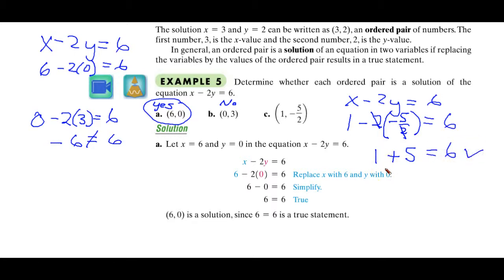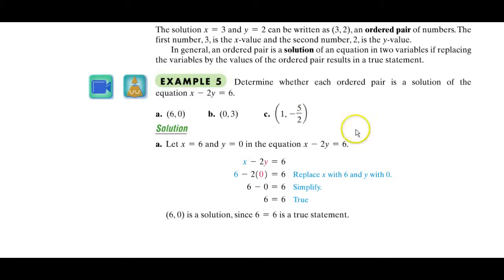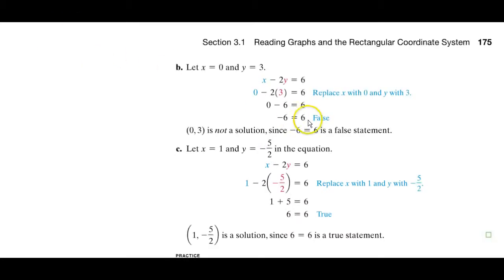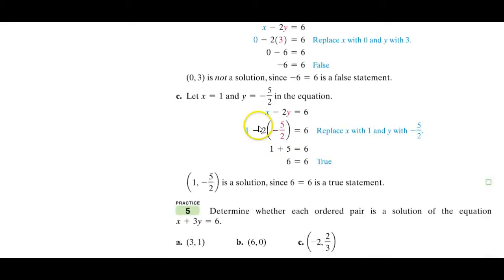that one's true too. And you might say, how can such different numbers be true for the same equation? That's something we're going to explain as we move on. And again, the second one was false, the third one was true.